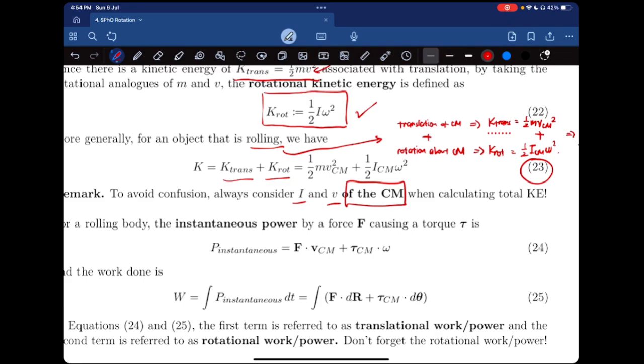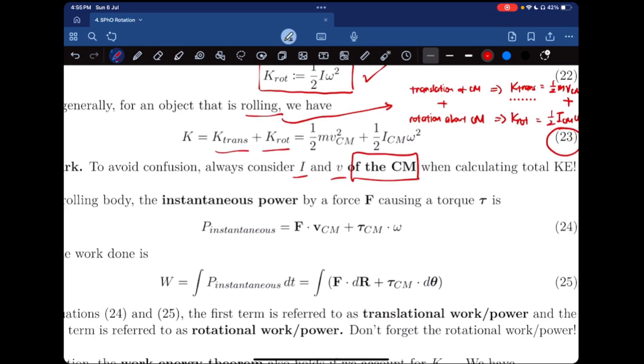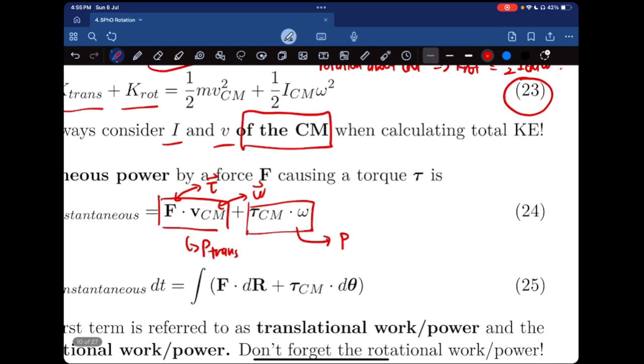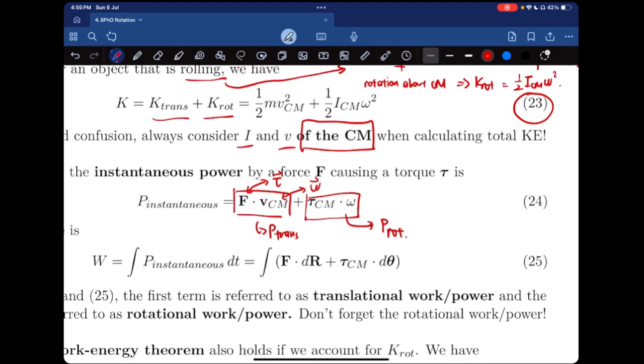If you have a rolling body, the instantaneous power by a force F is given by the translational power plus the rotational power. In translation, this is your translational power. Now, your F is related to your torque, while your v is related to your omega, again by the analogy between rotation and translation. So it makes a lot of sense to say that torque dot omega is your rotational power. And that is indeed correct. So when you have an object that's rotating, this is your associated power with rotation.